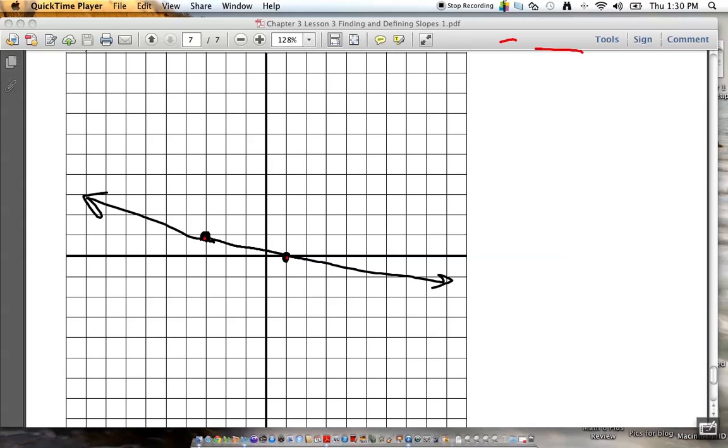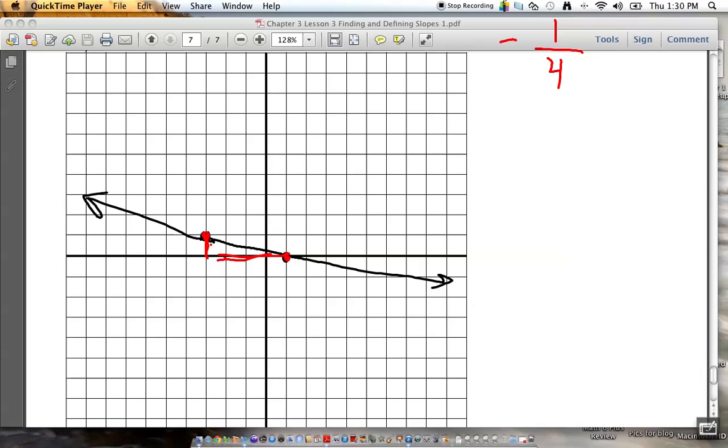Now, I'm going down. To get from this point to this point, how many am I going to go down? Everybody? To go from here to here? 1, right? 1. Then over how many? 1, 2, 3, 4. So it's negative because it's going downhill, and the vertical change is 1, and the horizontal change is 4. So the answer is negative 1/4. That's all you needed to do on the first question.